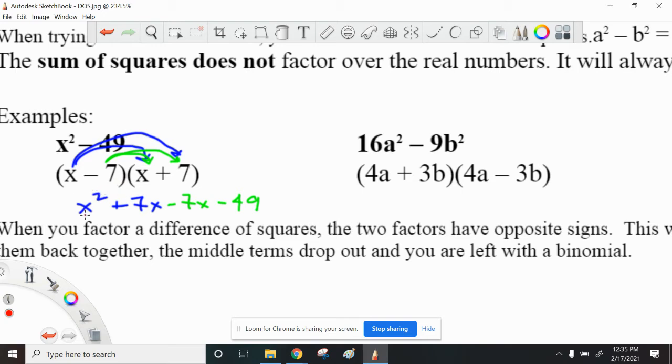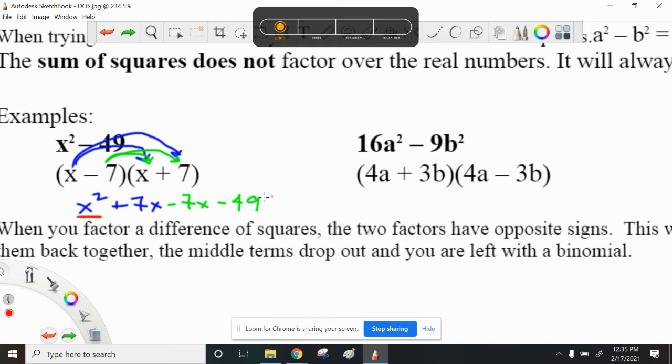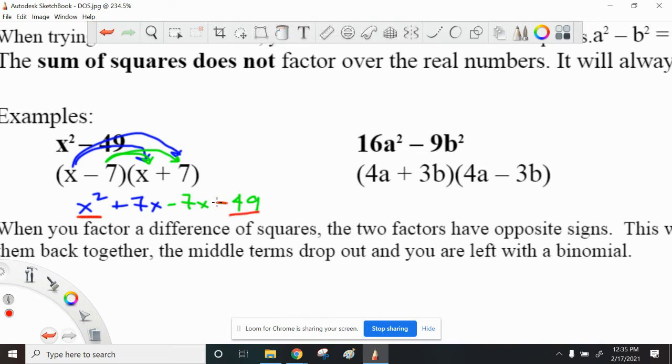So what we've got is the x squared, which we need. We've got the 49 that's negative, which we need. And then we've got in the middle here, positive 7x and negative 7x, and these are going to cancel out. And so that is how we can take this triple that's really missing its middle term and factor it into two binomials and kind of get it to work out, even though it's such a weird question.